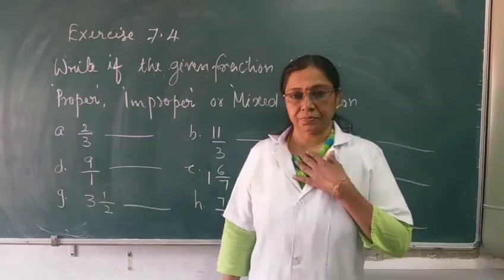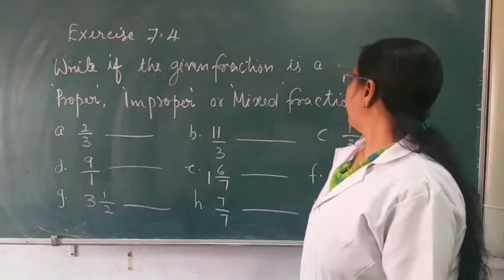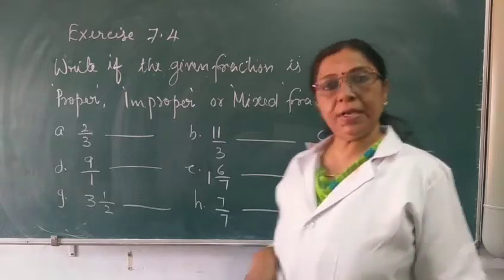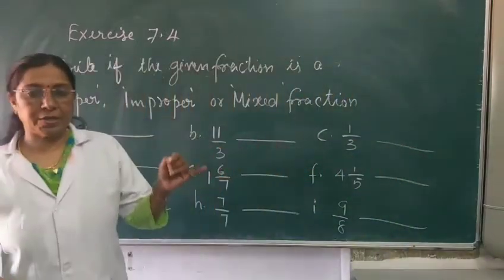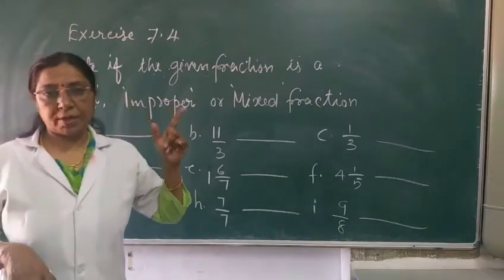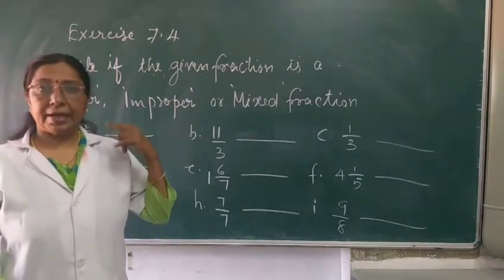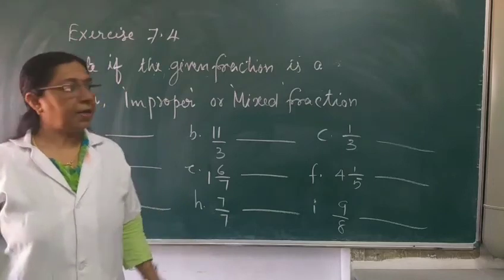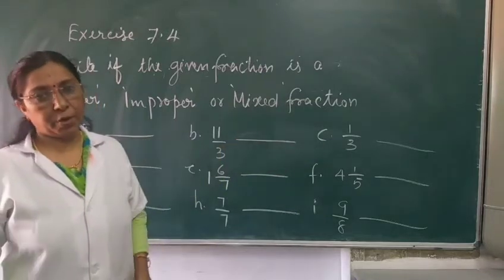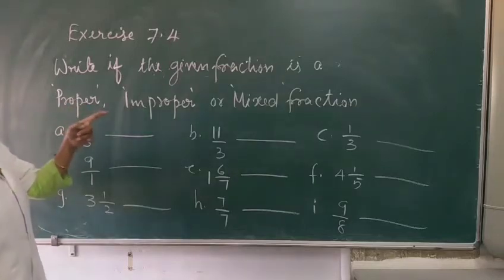Okay children, next exercise 7.4. Write if the given fraction is a proper, improper or mixed fraction. We already learned what is a proper fraction and improper fraction or a mixed fraction. In a proper fraction, the numerator is smaller than the denominator. In an improper fraction, the numerator is greater than or equal to the denominator. In a mixed fraction, it is the combination of a whole number and a proper fraction. Okay, let us classify these as proper, improper or mixed.